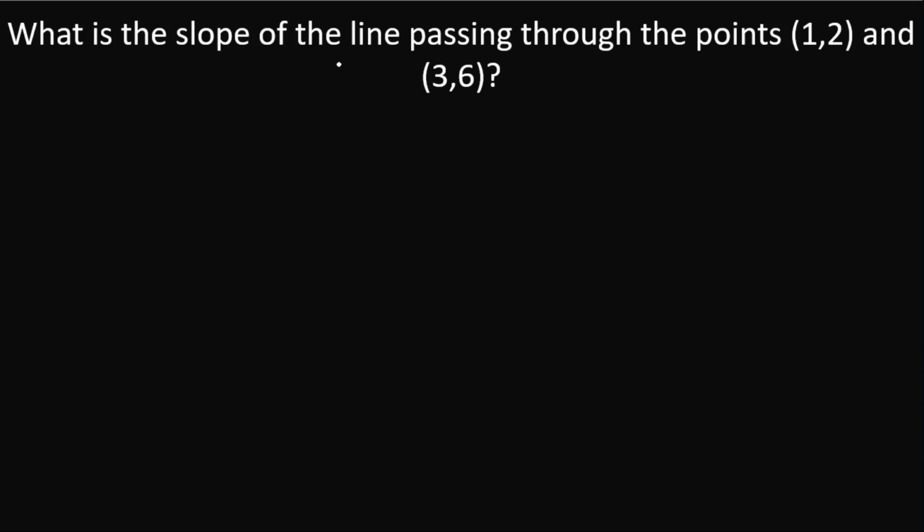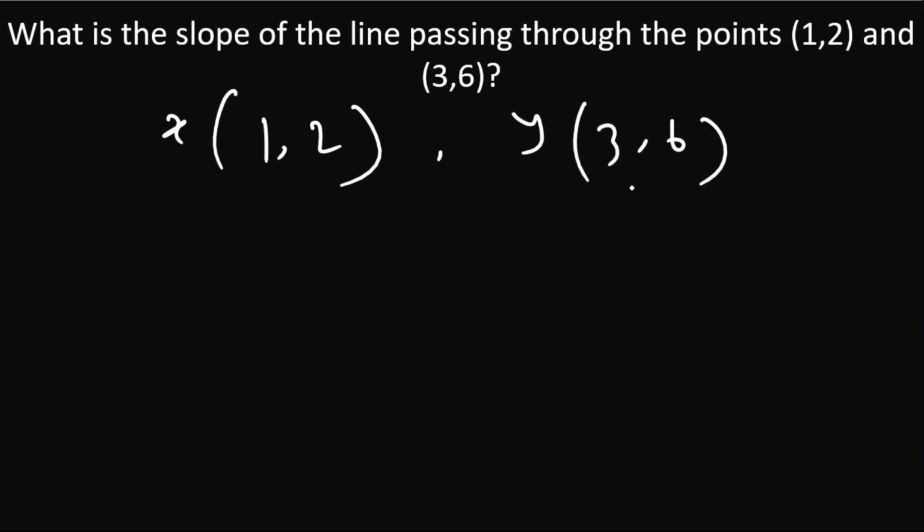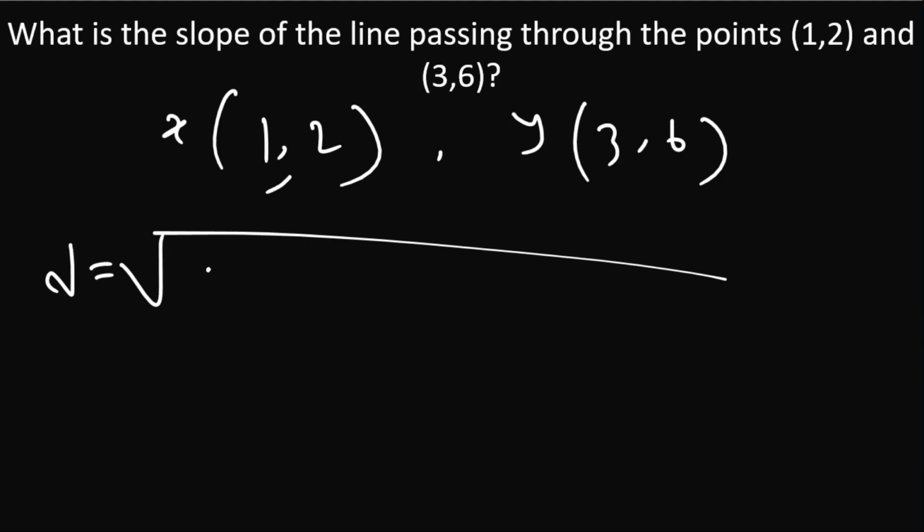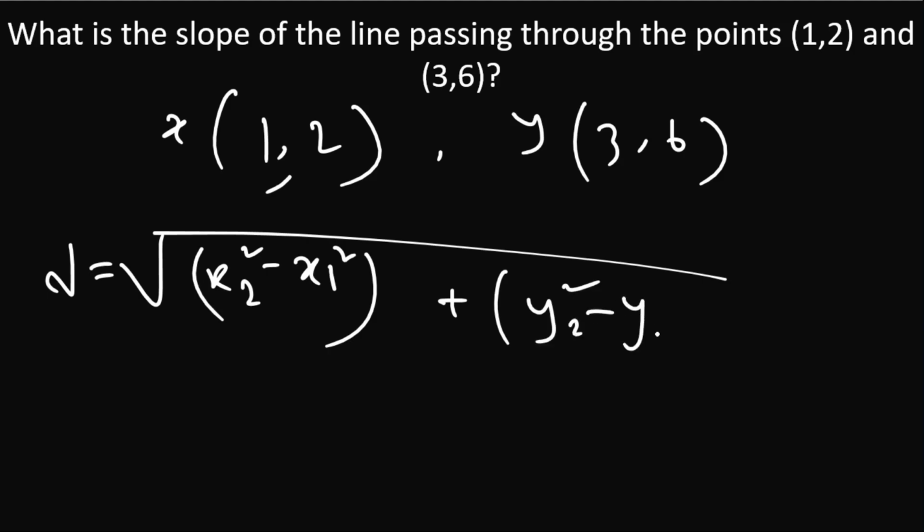So what is the slope of the line passing through the points x equals 1, 2 and y equals 3, 6? Here we can find it from the 2 points. So here we will get the distance. The distance is the square root of (x2 minus x1) squared plus (y2 minus y1) squared.